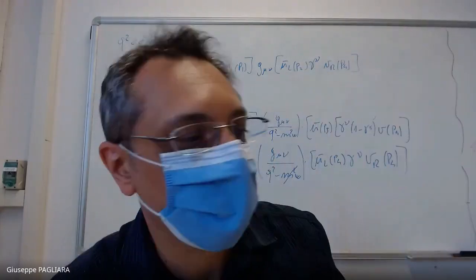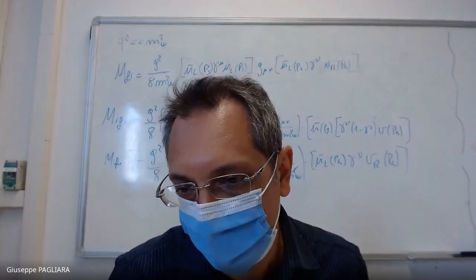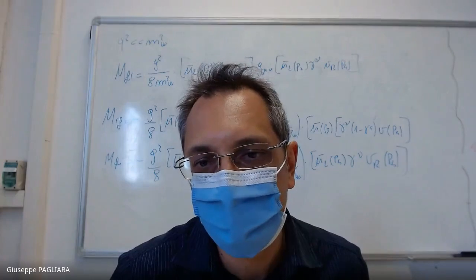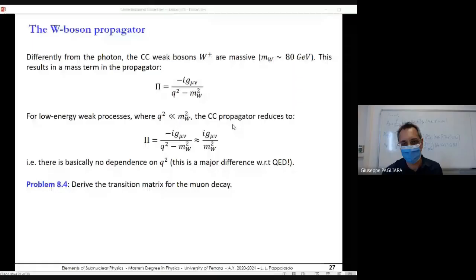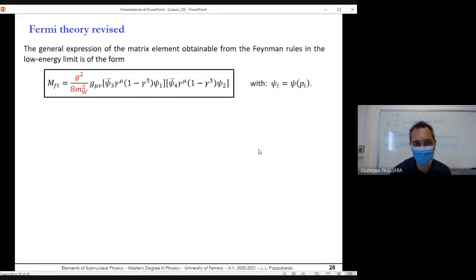So this was an example of just the muon decay. In general, we can write down the matrix element for any low energy charged current weak process in this way, where we have this factor here, g squared divided by 8 times the squared mass of the W, and then we have our currents, which are V minus A currents.